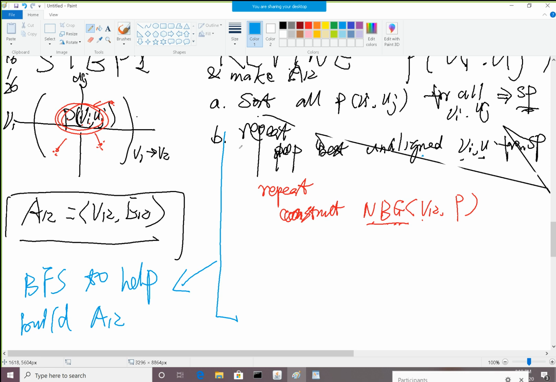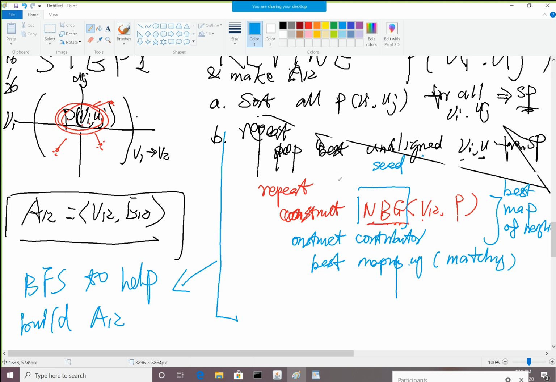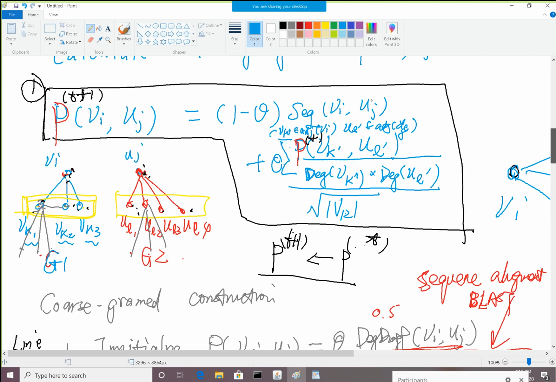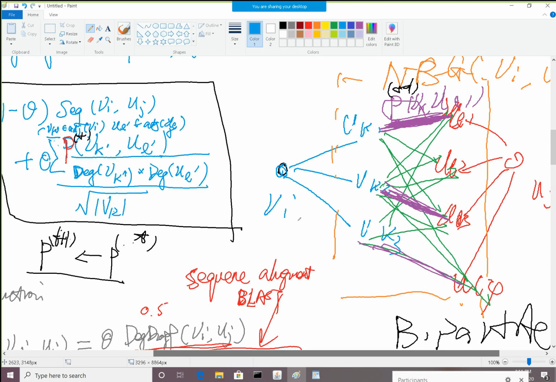Always think about this one. They're trying to map the neighbors, the best map of neighbors. Okay, and then after that it is the same steps. In the paper the code is constructor, contributor. This corresponds to what we talk about as best mapping. Best matching or best mapping, it's the same thing, or matching. Corresponding to the steps here.